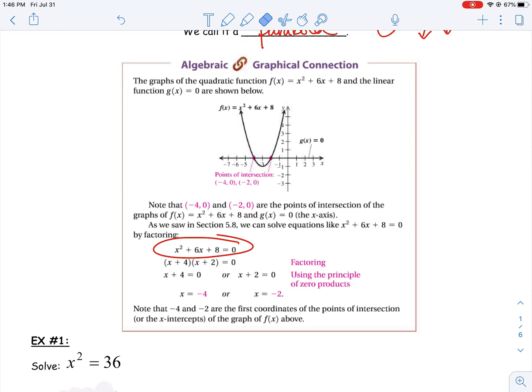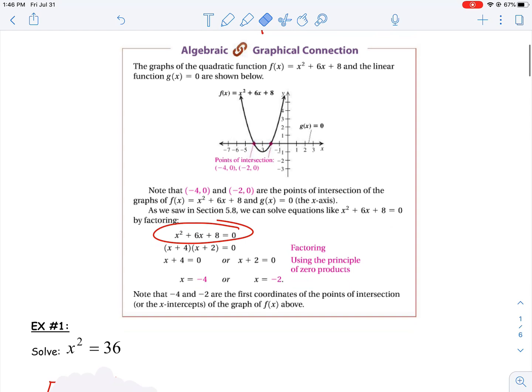Now, if you take this parabola and plug in 0 for y, or f of x, set it equal to 0, and factor, you actually end up getting x equals -4 and x equals -2. If you notice, (-4, 0) is an x-intercept, and (-2, 0) is also an x-intercept. So we can find the x-intercepts, where the graph is going to cross the x-axis, of any quadratic by setting it equal to 0, by plugging in 0 for y, like we've done in the past.